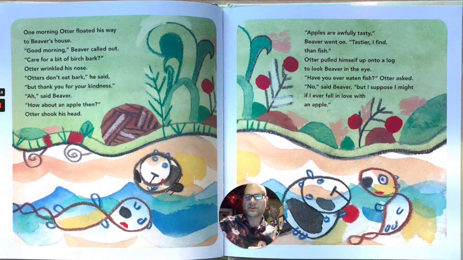Otter pulled himself up onto a log to look Beaver in the eye. Have you ever eaten fish? Otter asked. No, said Beaver, but I suppose I might if I ever fell in love with an apple.